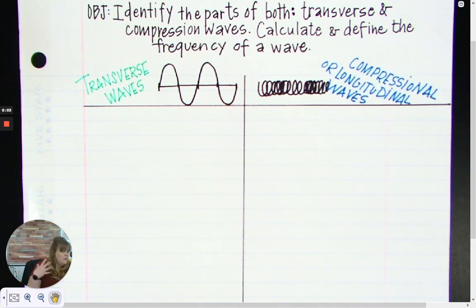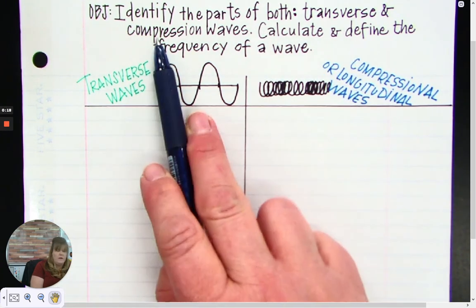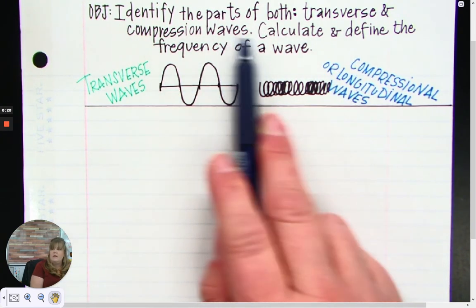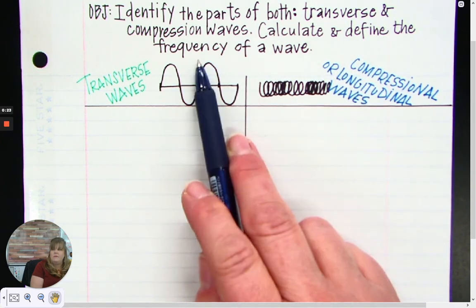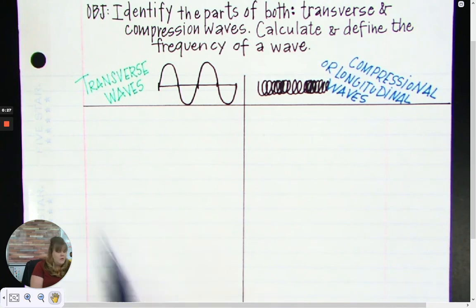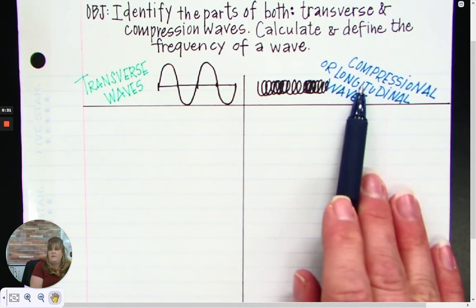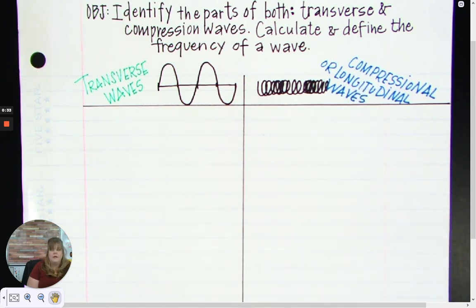Okay, so we're going to work on parts of the wave today. So you might want to go ahead and get your paper set up. Let's go over the objective, and then you're going to want to hit the pause button so that you can get your paper set up. We're going to identify the parts of the wave, both transverse and compressional. Then we're going to calculate and define the frequency of a wave. So you might want to set your paper up as a T-chart. Transverse waves on this side, then compressional waves on this side. Okay, pause it and then come back to me.